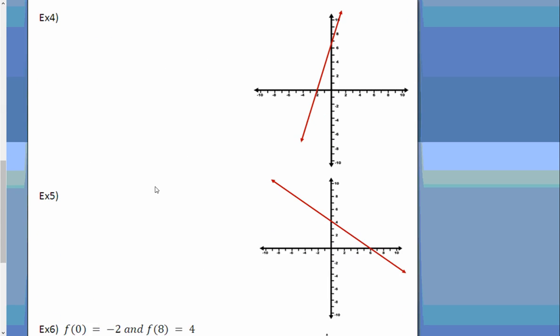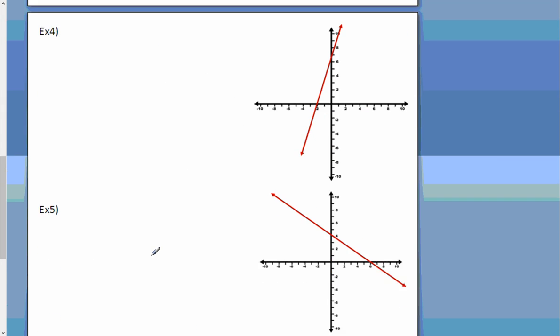Other two examples. Now these are a little bit different because what's missing? Well, I don't have points. I don't have a slope. I don't have a y-intercept. All I have is a graph. Well, I can actually use this graph to quickly find the equation of the line.